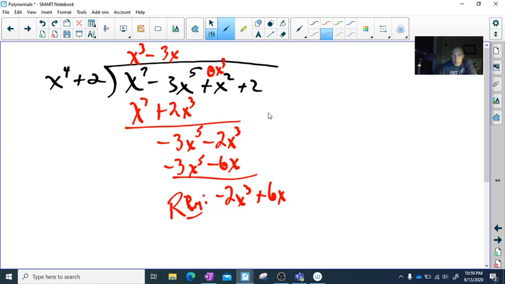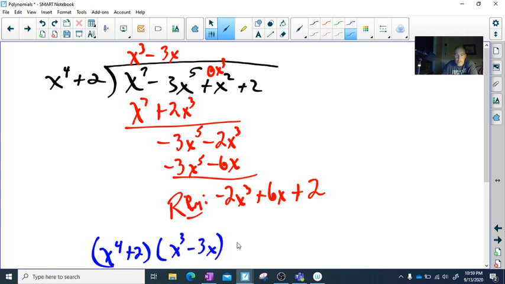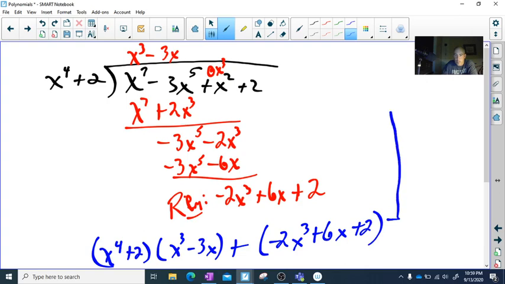My 2, I'm going to bring it down. So it's 2, subtract any numbers by themselves. There are none. So that's a plus 2. Which means, just to show you, if I took x to the 4th plus 2, and I multiplied it by x to the 3rd, take away 3x, and then I added the remainder, if I expanded that all out and collected like terms, I would get that right there.